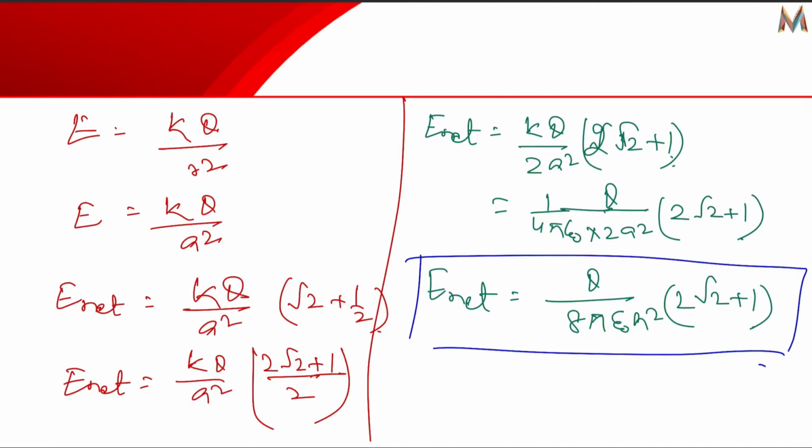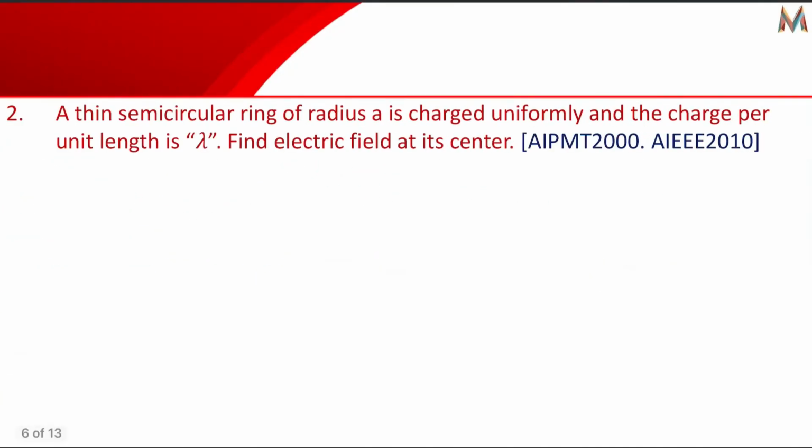Okay, let us do another question. A thin semicircular ring of radius A is charged uniformly and the charge per unit length is lambda. Find the electric field at the center of this semicircular ring. So let us first draw the semicircular ring.